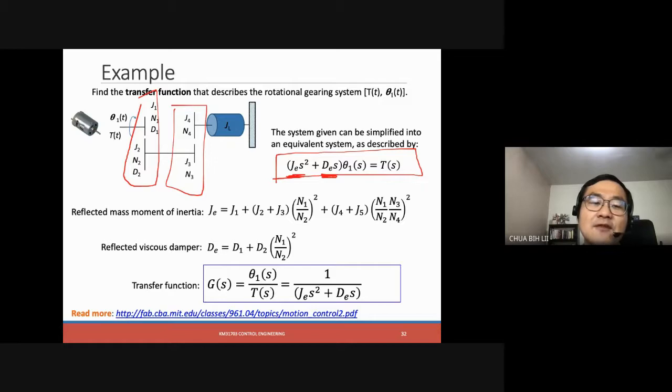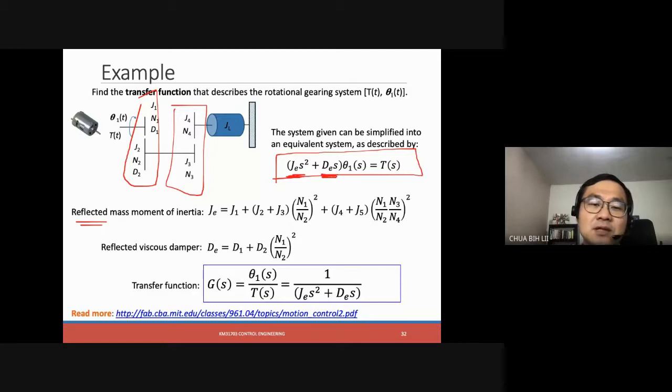Even though you may have more than one pair of gears, or maybe 10 pairs of gears, what we would do is a so-called reflected mass moment of inertia. Reflected means it's being transferred from one side to the other. Meaning to say, if something is happening on the other side, how it would be reflected on the important sections.